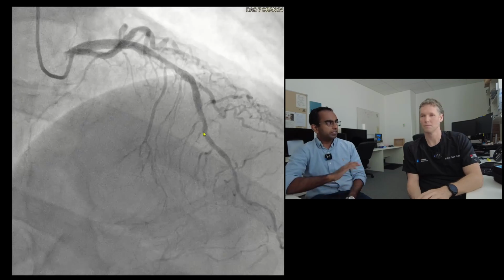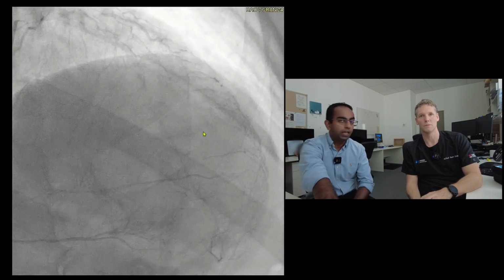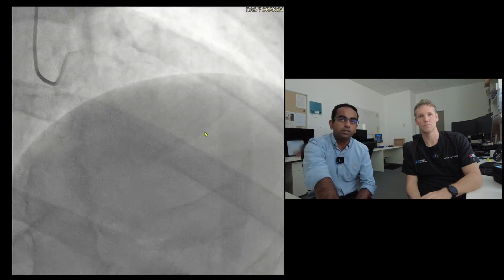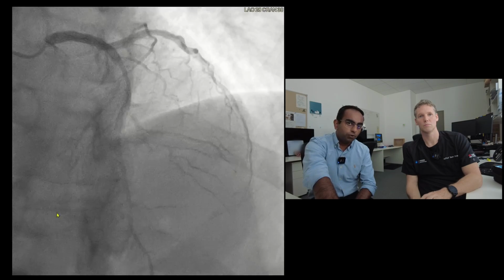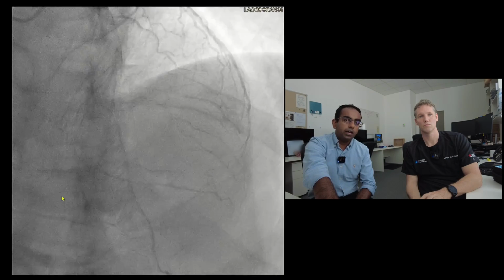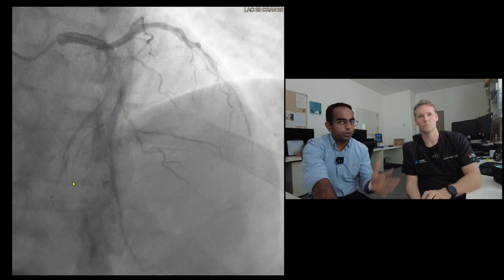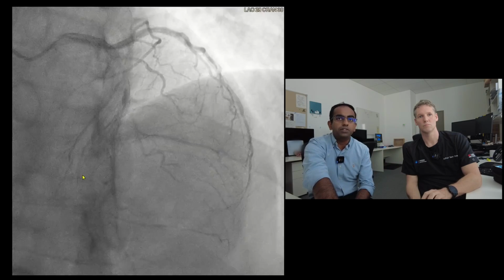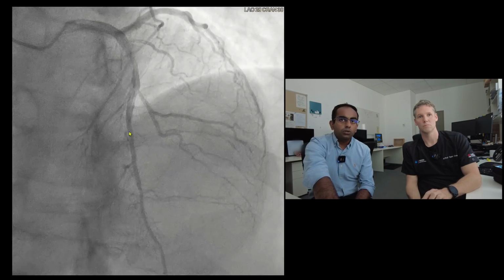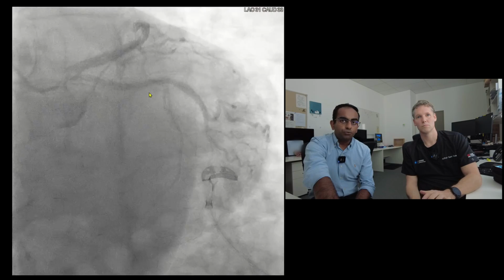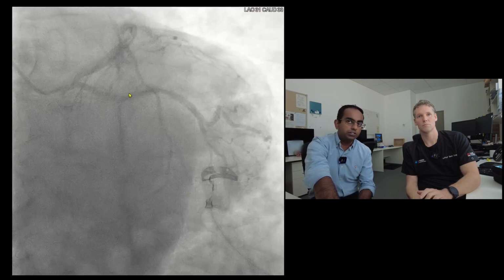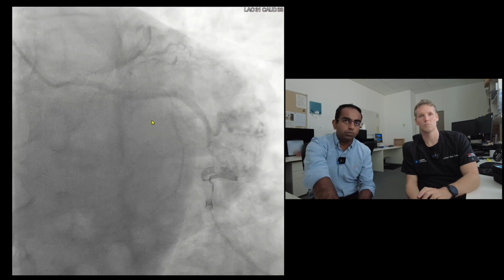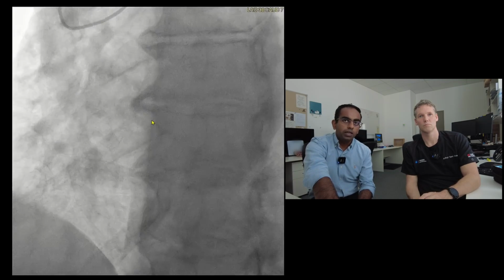So that's why history and examination is so important for us when it comes down to this. What you can see is the collaterals forming just there, and that's the right coronary artery filling from the left-hand side. So moving forward, again, the left circumflex has some non-critical disease, but nothing that you'd be worried about at the moment.